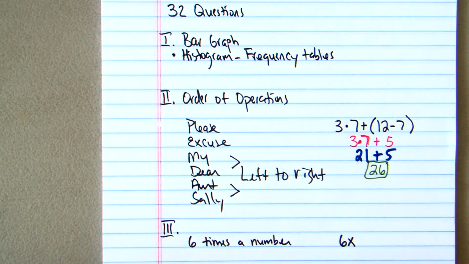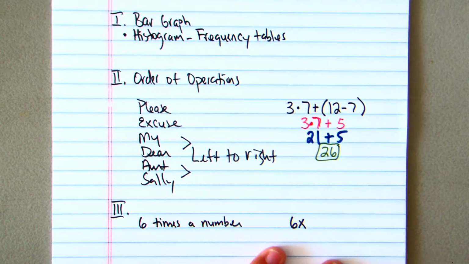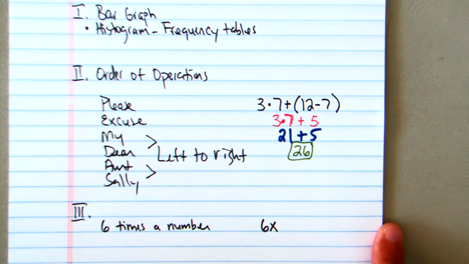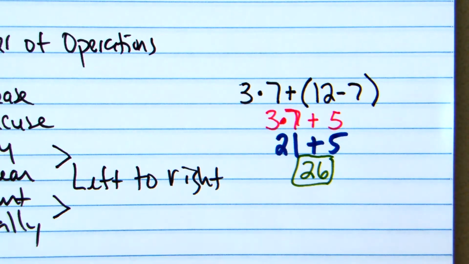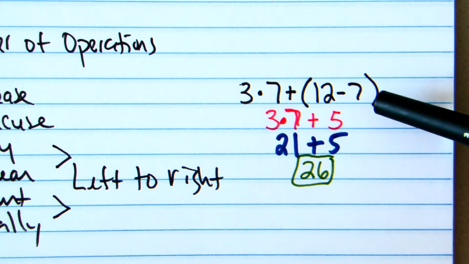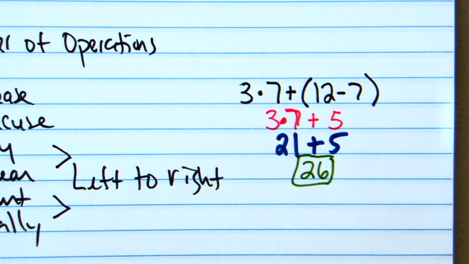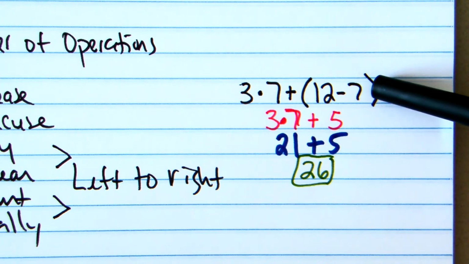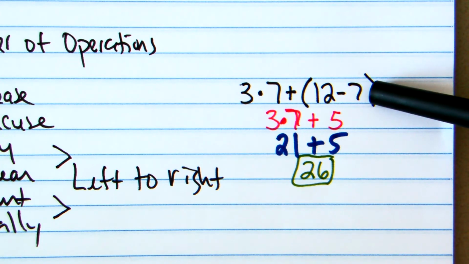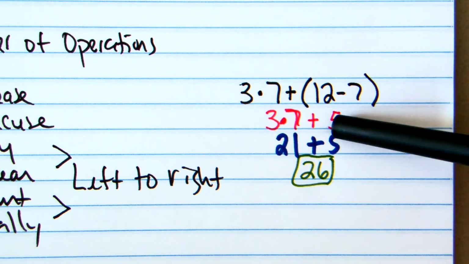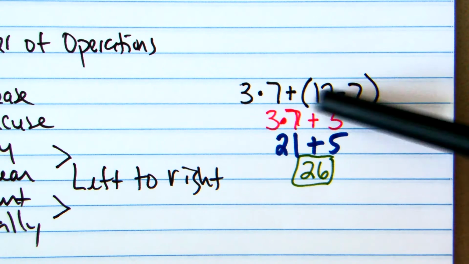And these problems are all expressions, so that means they're not going to have an equal sign, and that's fine. A good example would be the problem right here, and I've kind of color-coded it for you. It's 3 times 7 plus 12 minus 7. If that was presented to me, the first thing I would start with would be the parentheses. I would start in the parentheses for please. 12 minus 7, I saw first, is equal to 5. So the 5 comes from 12 minus 7.